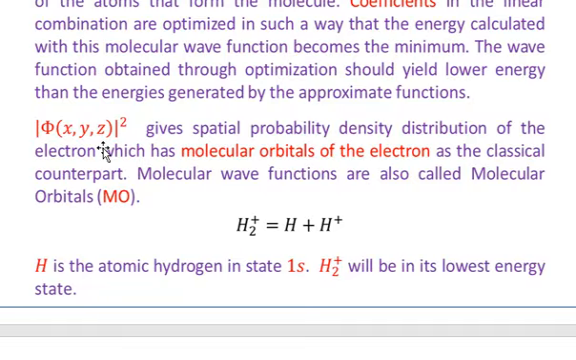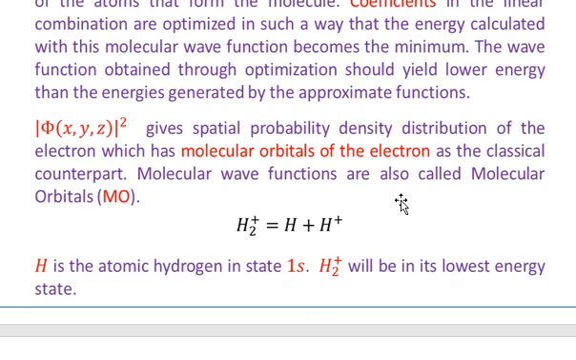Now, phi of x, y, z, and its mod square. The mod square of phi of x, y, z gives the spatial probability density distribution of the electron, which has molecular orbitals as its classical counterpart. You know that in classical physics, the electrons will have orbitals. The spatial probability density distribution of these molecular orbitals is given by the absolute square of phi of x, y, and z.